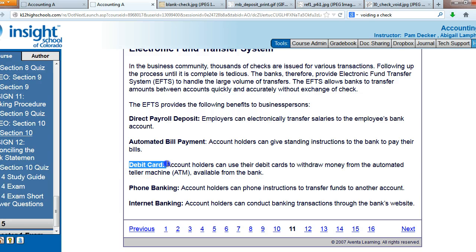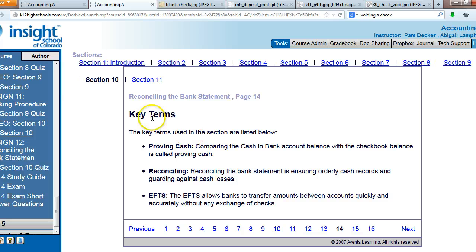You could have a debit card. This is kind of like using a check, only it's a plastic card instead. When you pay with that plastic card, it gets money directly from your account. Phone banking, meaning you could call and have funds transferred over the phone, or internet banking. If you have a bank account, you can access it online. You can transfer funds from one account to another and do it that way, again, to avoid any kind of paper trail or messing with checks.